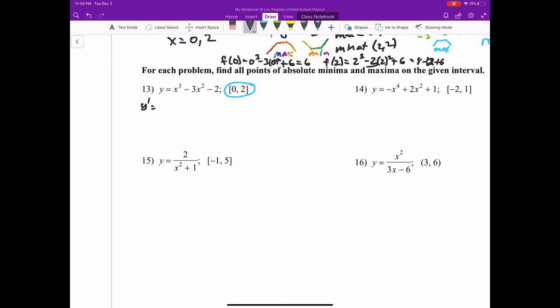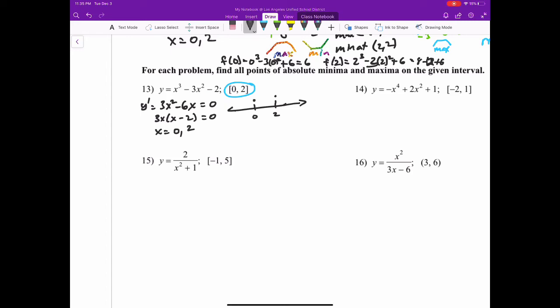Y prime is equal to 3x squared minus 6x. We want to make that equal to 0. I'll factor out 3x because they both have a 3x to make my life a little easier. 3x times x minus 2. Double check, that's 3x squared and minus 6x. Make that go to 0. X is going to be 0 at 0 and 2. Parallel number line. And we know at 0 and 2, we have critical points. Now let's figure out which one's the min and our max.